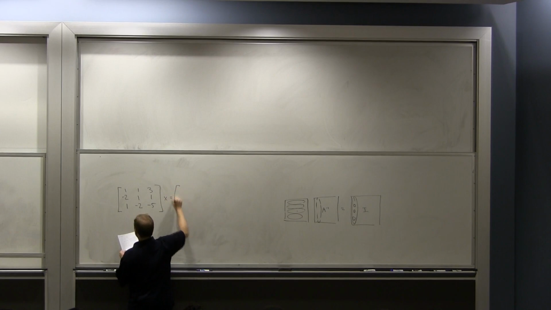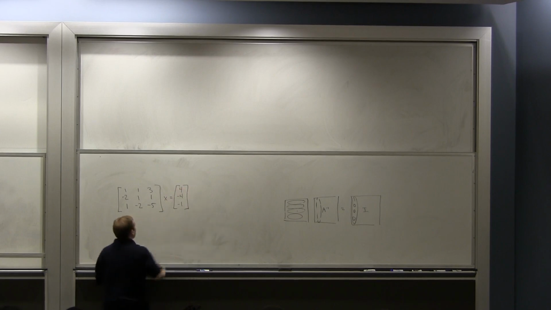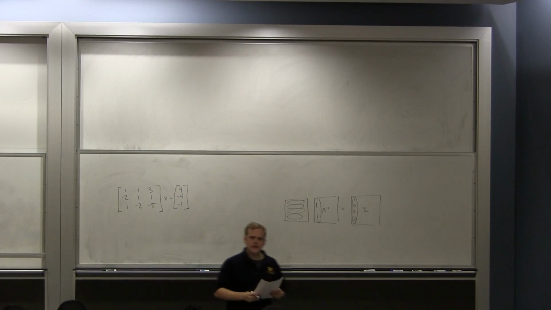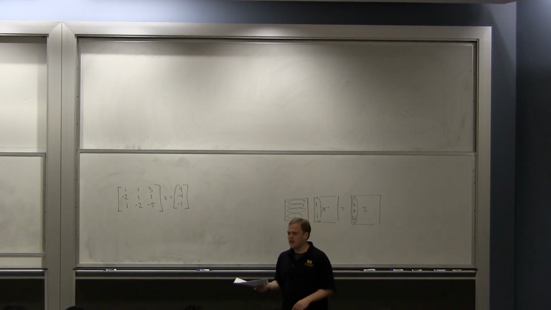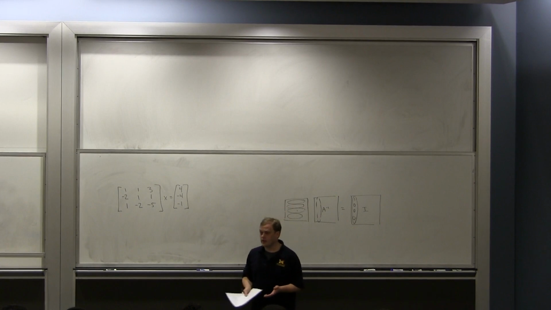X equals 4, minus 4, minus 1. All right, so LU decomposition is sort of thinking about the lesson that we learned from Gaussian elimination and trying to move forward with it.